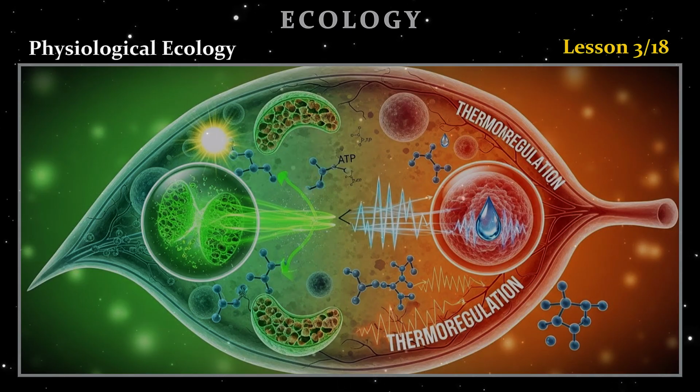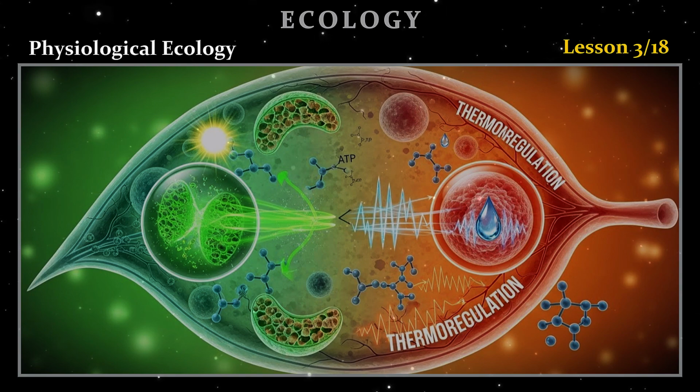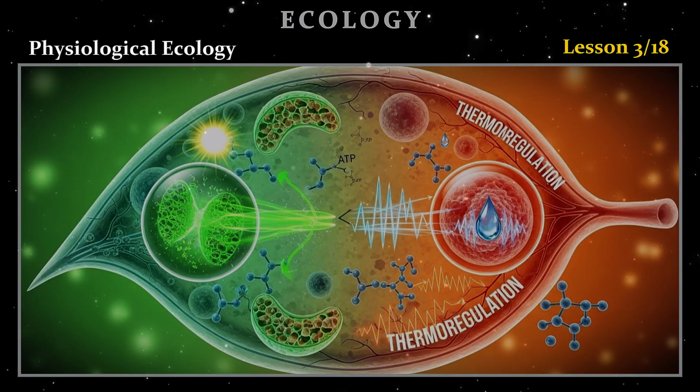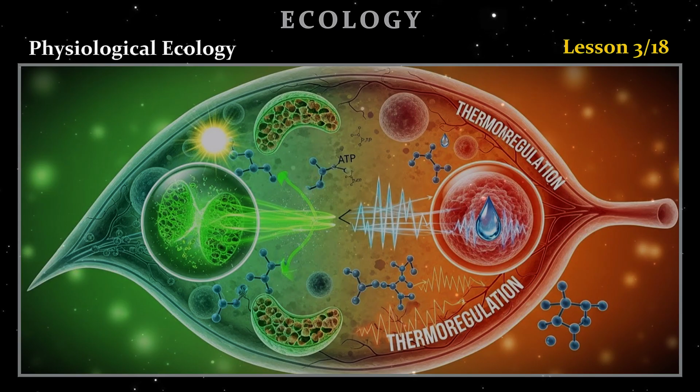To maintain this stability, organisms must engage in exchange with their surroundings. They must take in energy and materials, and they must release waste and heat. The two most critical challenges they face are temperature regulation and water balance.